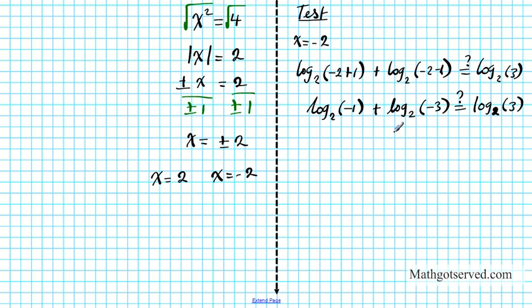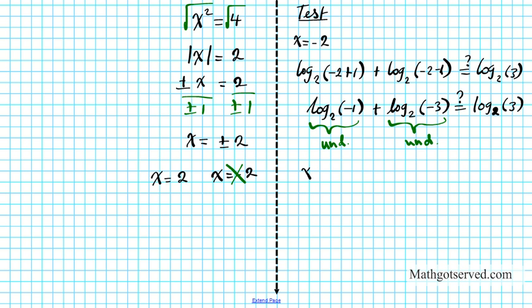So since these two terms are undefined, this term right here is undefined, and this term also is undefined. So what does that tell me? Well, it tells me that the first answer, negative 2, is not a solution, because it generates input values that are not in the domain.